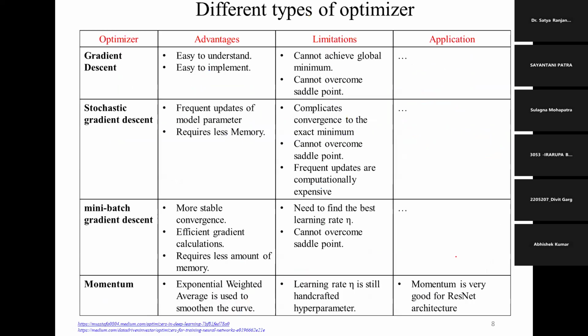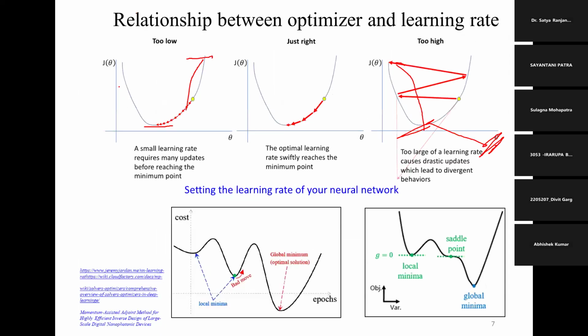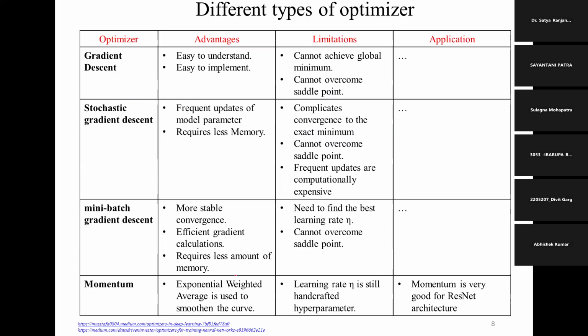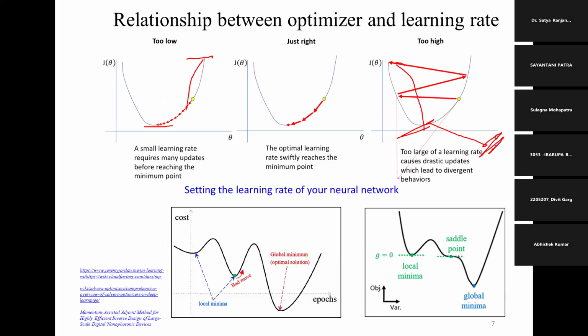Now there are different types of optimizers. I am just saying what the advantages and limitations are and which applications they have been used in. Gradient descent is the first optimizer that was developed by researchers. The advantages are that it is easy to understand and easy to implement, but the limitation is that it cannot achieve the global minimum. Most of the time gradient descent reaches a local minimum, and it also cannot overcome the saddle point.